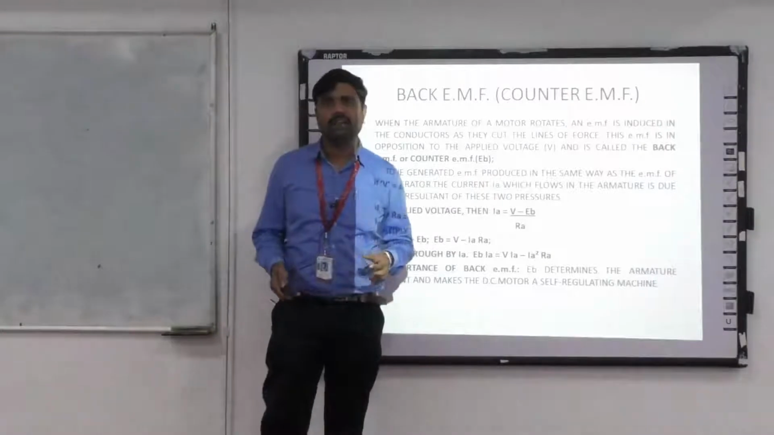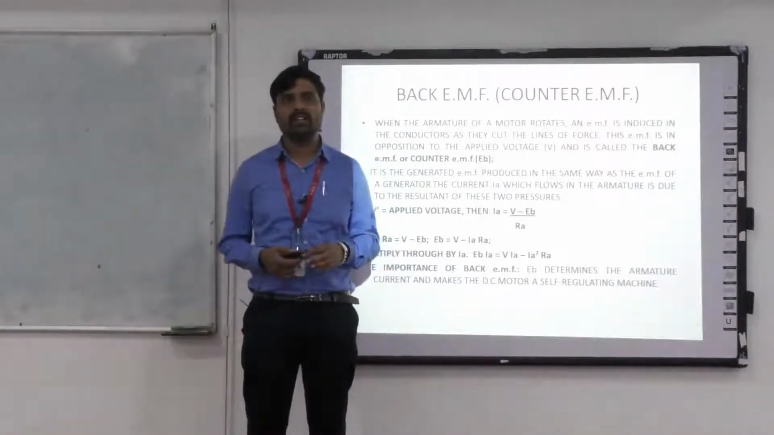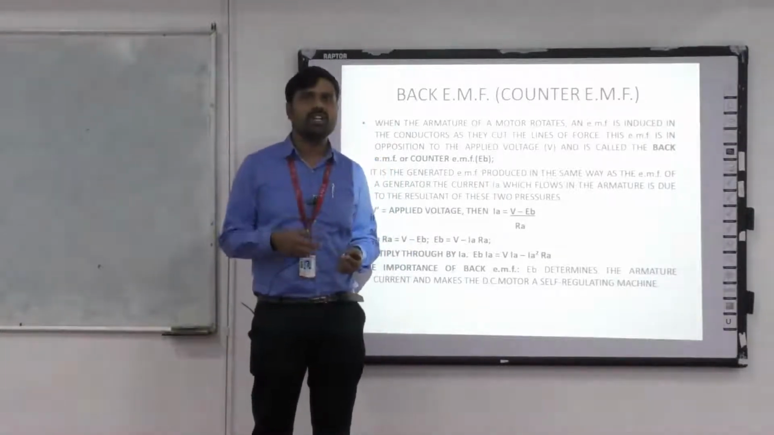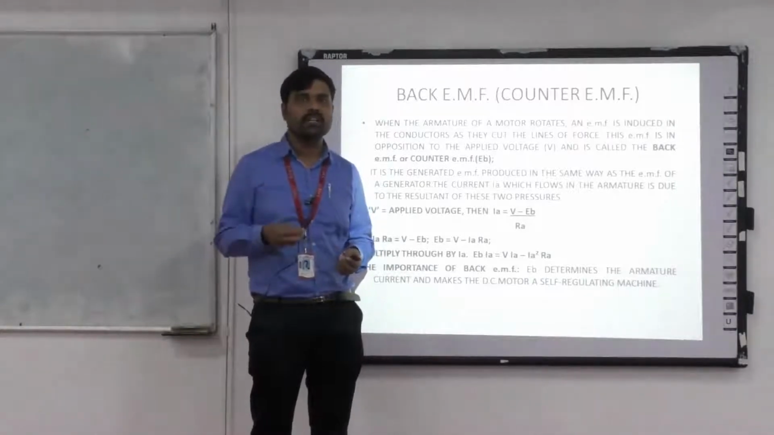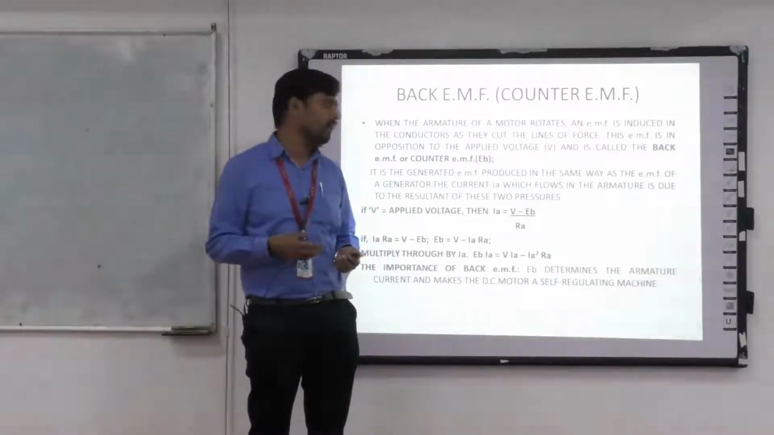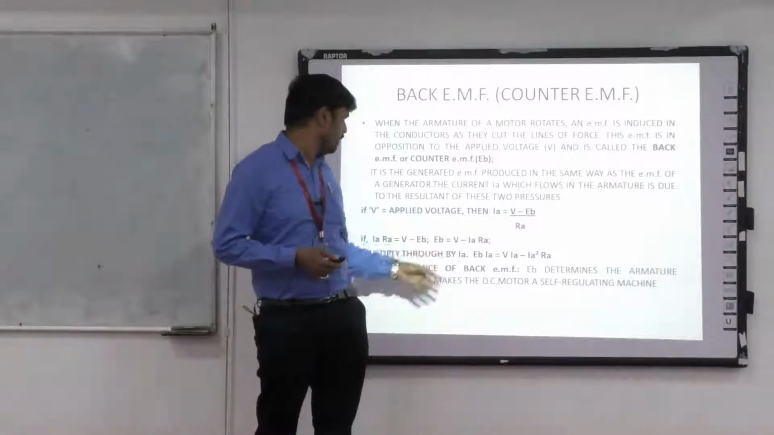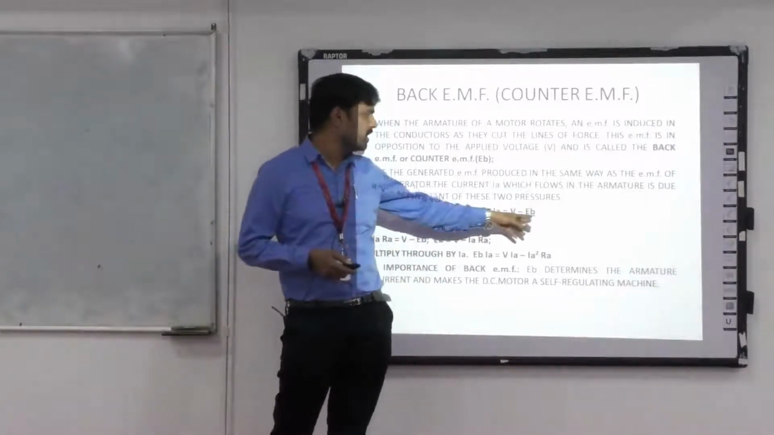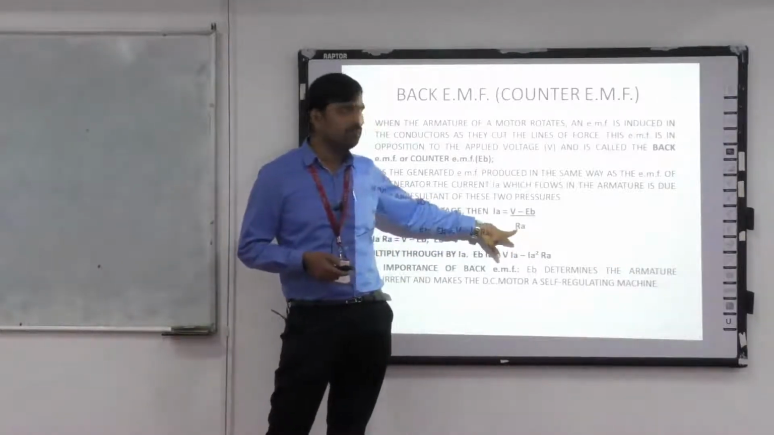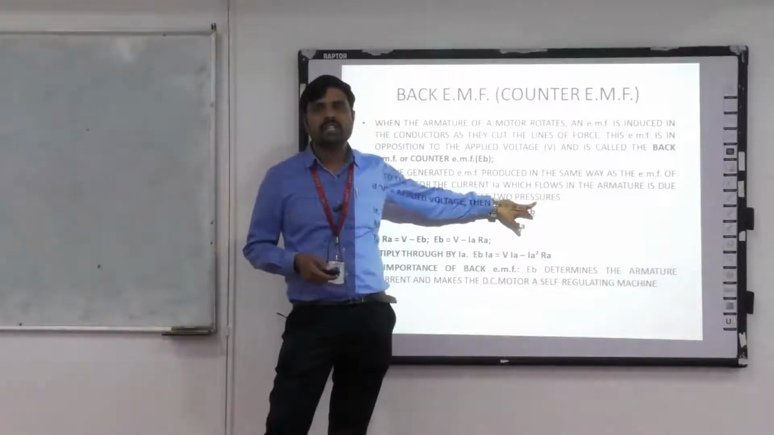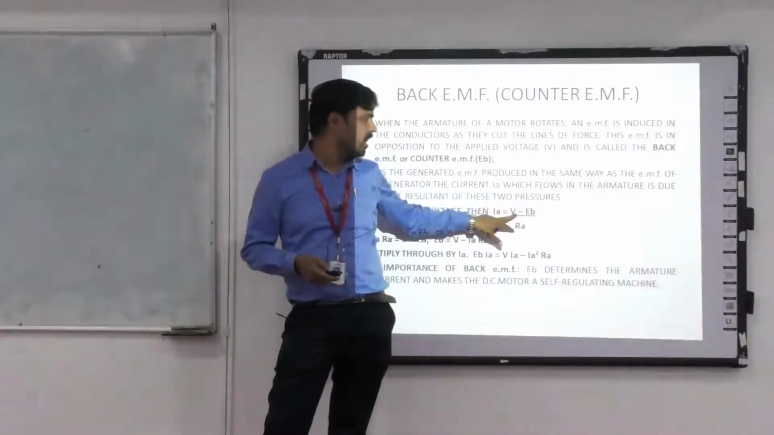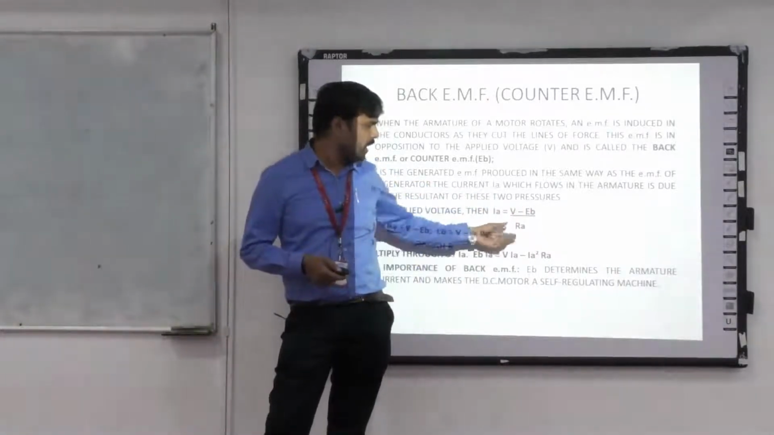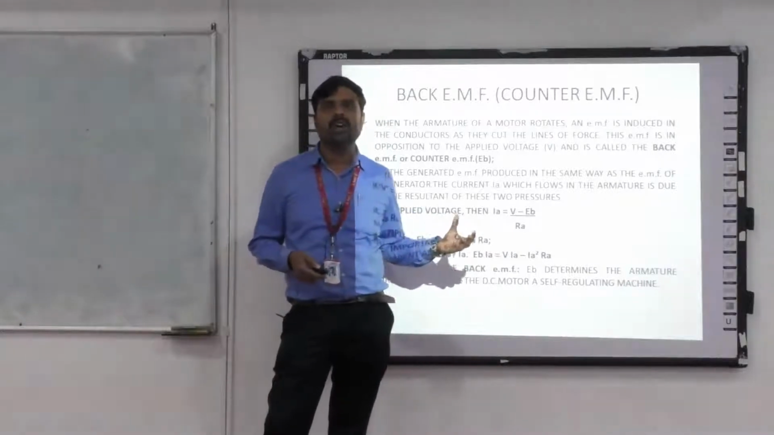Every motor needs the help of a starter. Why is a starter required? A starter is used to limit the starting current with a reduced voltage. There is no back EMF at the start. You see here the current equation: Ia is equal to (V minus Eb) divided by Ra. Ra is the armature resistance, Eb is the back EMF, and V is the armature voltage. Generally the armature resistance is 0.5 ohms.